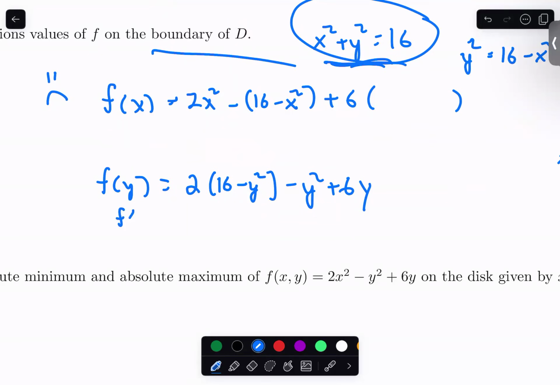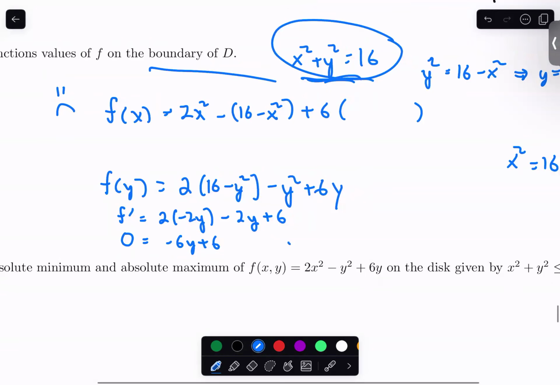Take the derivative. I'm going to have a 2 along for the ride, and then when I take the derivative of the inside here, we're going to have negative 2y. And then there's another negative 2y and a plus 6. So this is going to give us what? Negative 6y plus 6. And if I'm looking for critical values, that means I want to set my derivative equal to 0. So this happens exactly when y is equal to 1.